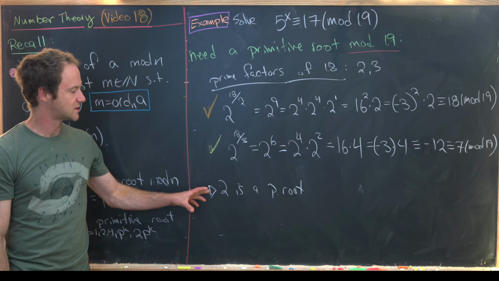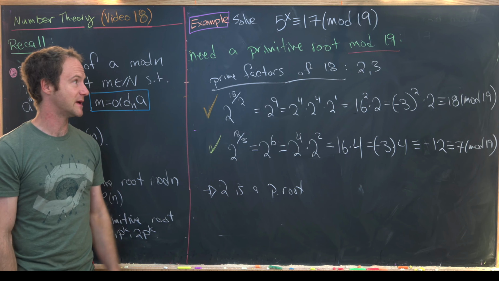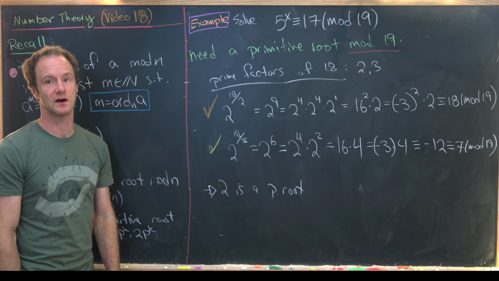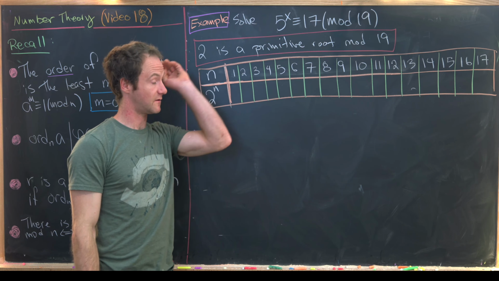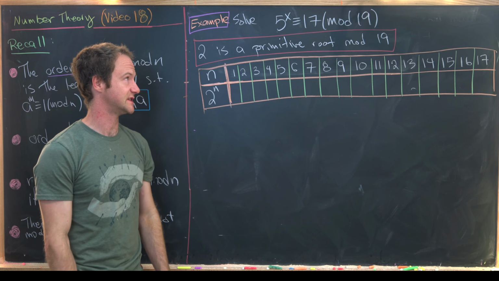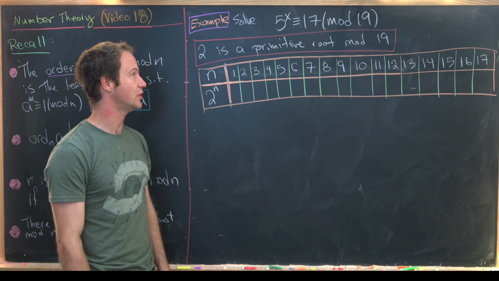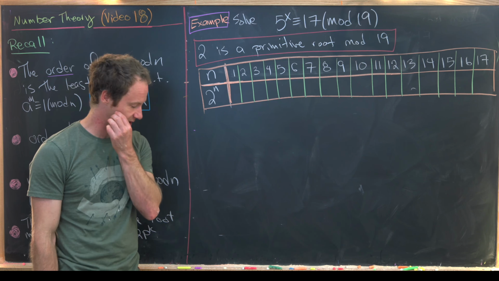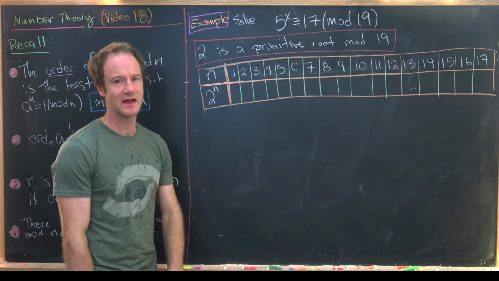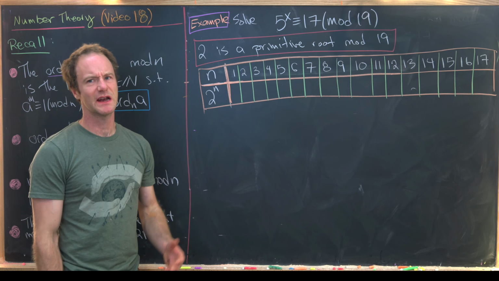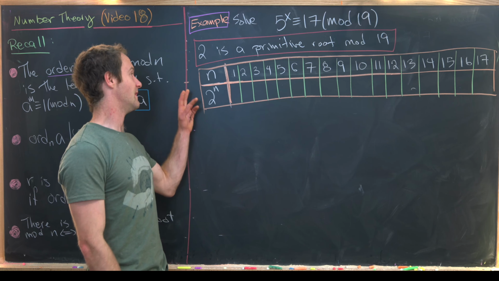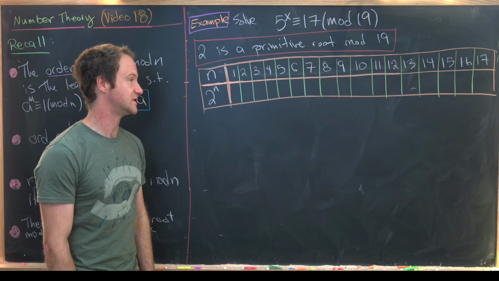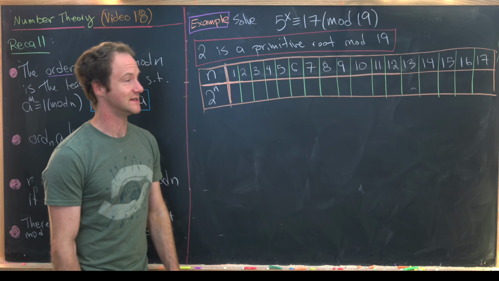All right, great. So let's maybe take this information up and then we can finish this one off. Okay, so let's just reiterate where we were. We wanted to solve 5 to the x is congruent to 17 mod 19. We determined that 2 was a primitive root mod 19. Now we're going to do a little bit of a labor-intensive task, but it actually makes the whole program a little bit easier to work with, and that is find all powers of 2 mod 19.